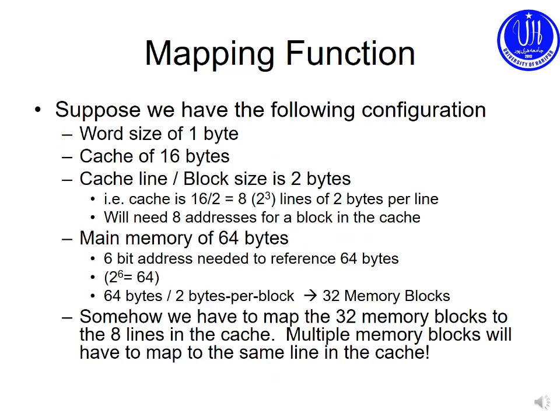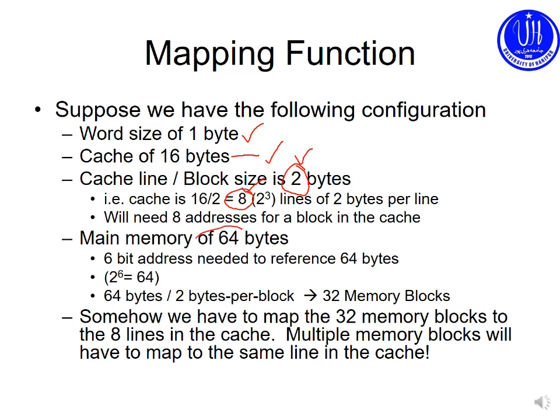This is another example. In the previous example, we used an 8 byte cache. This is a 16 byte cache. And the word size was 1 byte. Here again, the word size is 1 byte. The block size is 2 bytes. Again here, 16 divided by 2 gives 8 cache lines. The total number of cache lines in this example is 8.